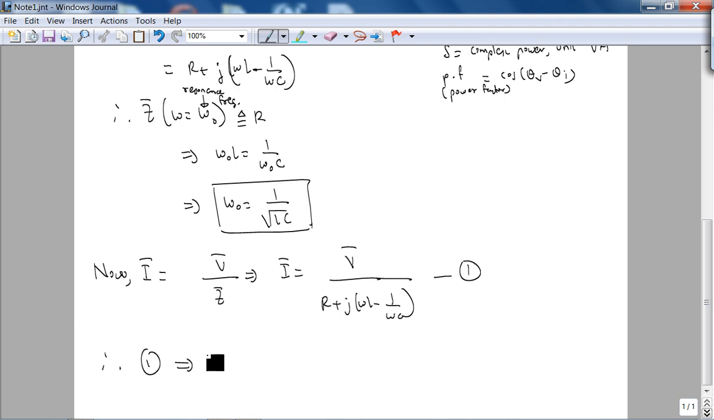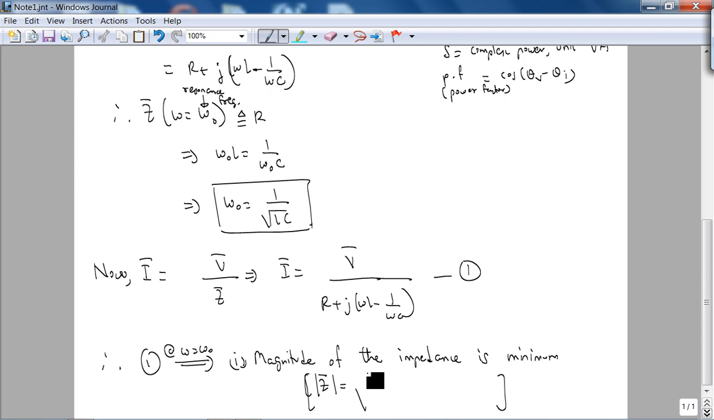Therefore, at omega equals omega naught, first point, the magnitude of the impedance is minimum and it's equal to R. Okay, so what is the magnitude of Z? It's simply the square root of R squared plus omega L minus 1 over omega C squared. So obviously, if this is 0, then the magnitude of impedance is minimum and it's equal to R.